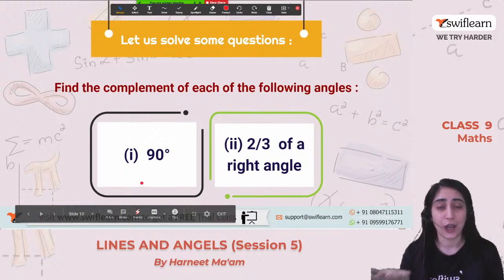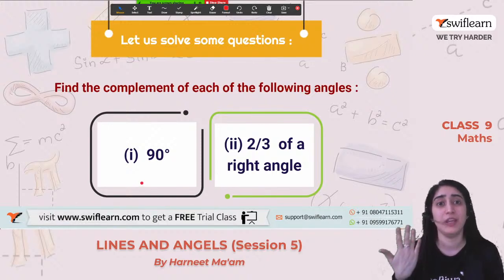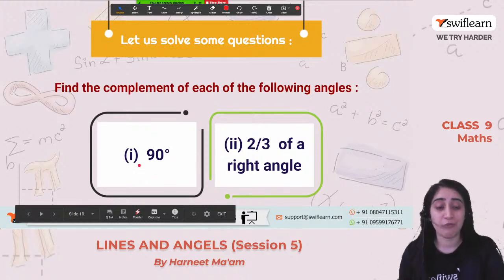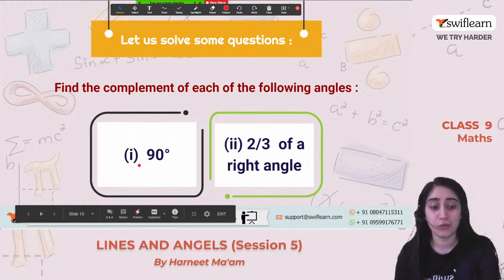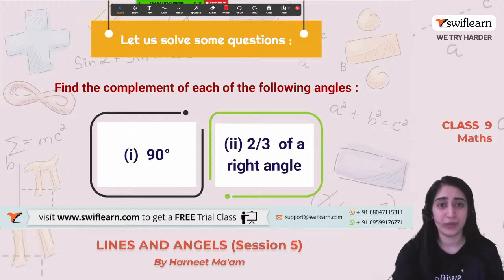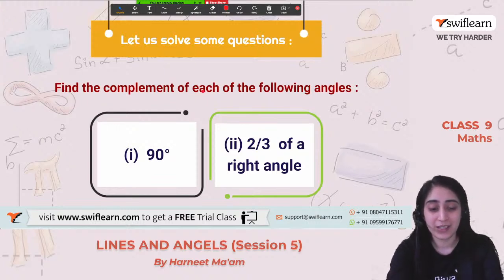Think of it. Complementary angle means the sum should be equal to 90 degrees, right? Great. So if it is 90 degrees and one angle is given to you which is already 90, then what will be its complement? Give me the answer in the comment. What will be its complement? It will be 0. That's right. Well done.